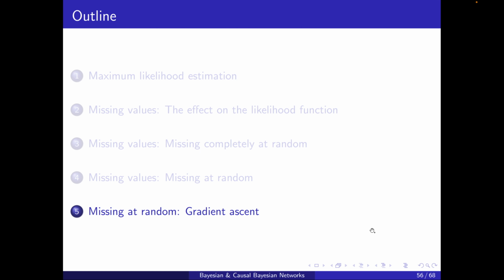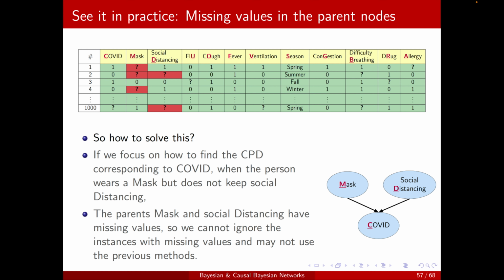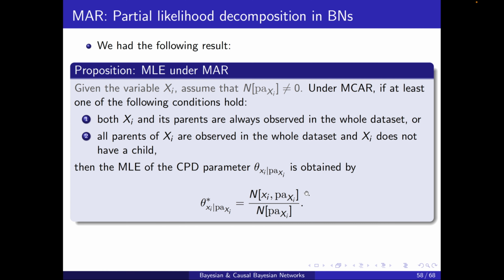Hello and welcome to section 5, Missing at Random Gradient Ascent. In the previous lecture, we got stuck here when we wanted to calculate the CPD of this part of the network using a data set with missing values. Even when the missing values were at random, we still couldn't solve this case because the parents had missing values. So how can we solve this?